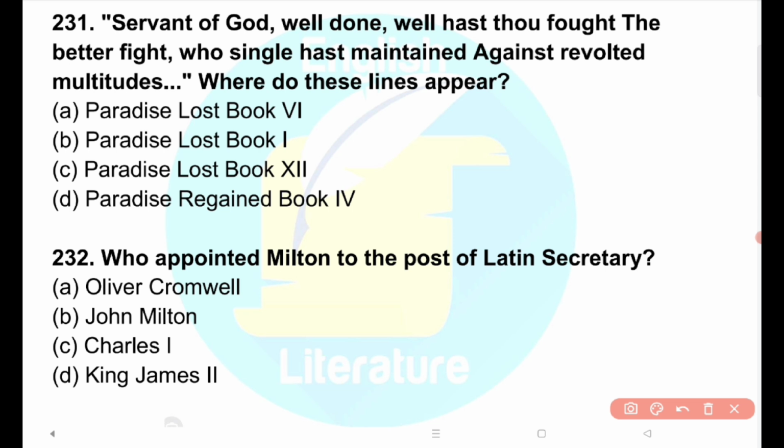"Servant of God, well done, well hast thou fought the better fight, who single hast maintained against revolted multitudes." Where do these lines appear? Option C, Paradise Lost, Book 12. The Archangel Michael speaks them to Adam after narrating the consequences of the fall and mankind's redemption. The phrase "better fight" refers to Adam's spiritual struggle and faith.